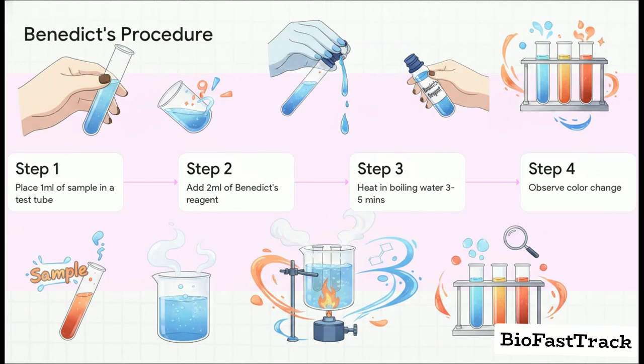Step 1, you place your sample right into a test tube. Step 2, you add an alkaline solution containing copper(II) sulfate. That's your Benedict's reagent. Now, step 3 is the critical one. You have to heat it in a boiling water bath for about 3 to 5 minutes. Then we move to step 4, where we observe. If you have a reducing sugar present, it's going to donate its electrons to those soluble copper(II) ions, completely reducing them into insoluble copper(I) oxide.